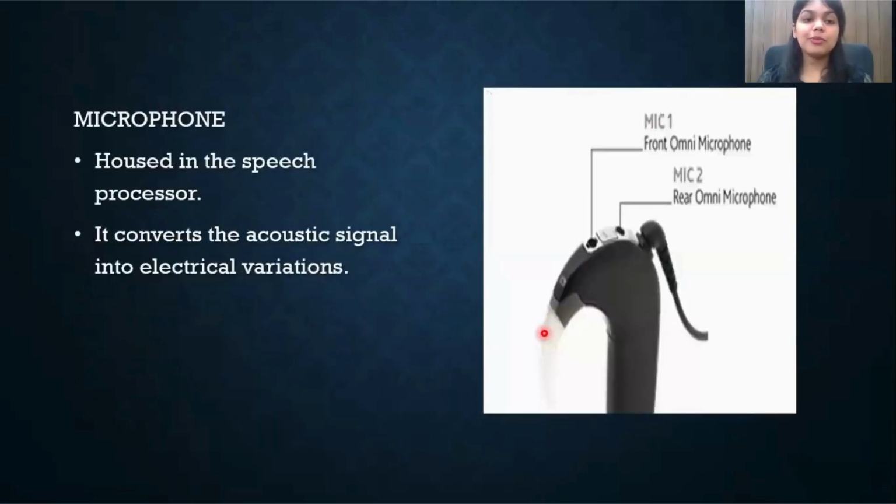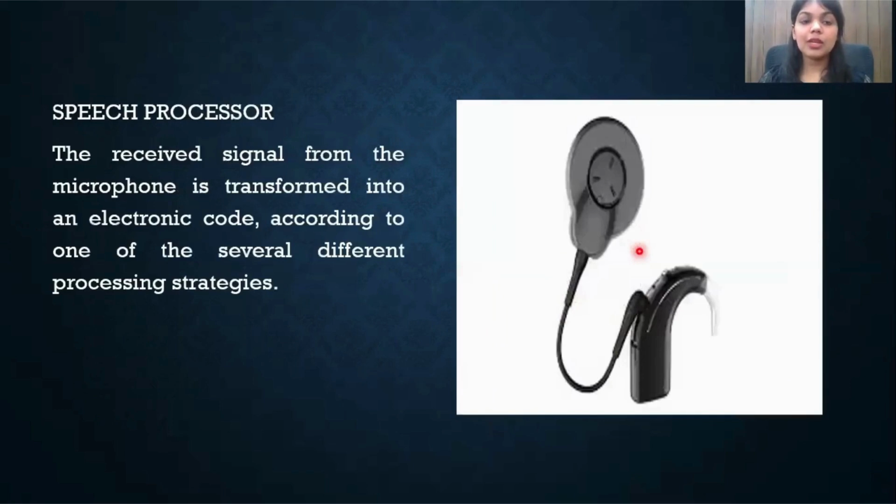The microphone, which is housed in the speech processor itself, converts the acoustic signal into electrical variation. So it captures the acoustic signal from the environment and converts it into electrical signals. Usually a CI will have dual microphones on its processor. And the speech processor, this part of the CI, receives the signal from the microphone and transforms it into an electrical code, which will be processed according to the processing strategy used.